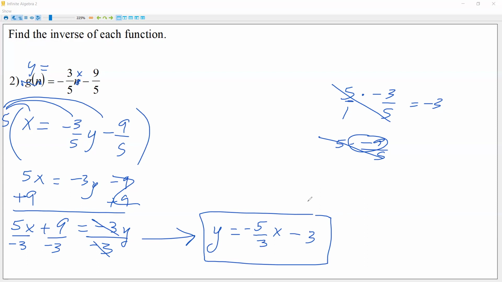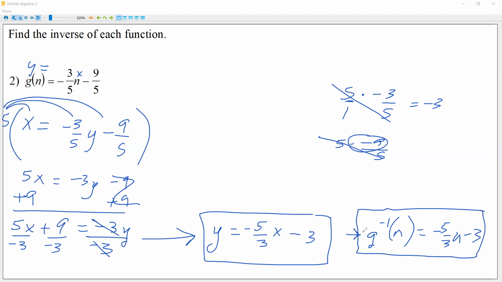see it written, since it started out, remember back here before I marked it out, it was g of n, which is just different little notation. So just know that you might see your final answer written this way. g inverse of not x, but n. Let me change that back. It was an n. And then you just write whatever you got here, -5/3 n minus 3. So that would go back to the original notation. So that would be good to have it that way.